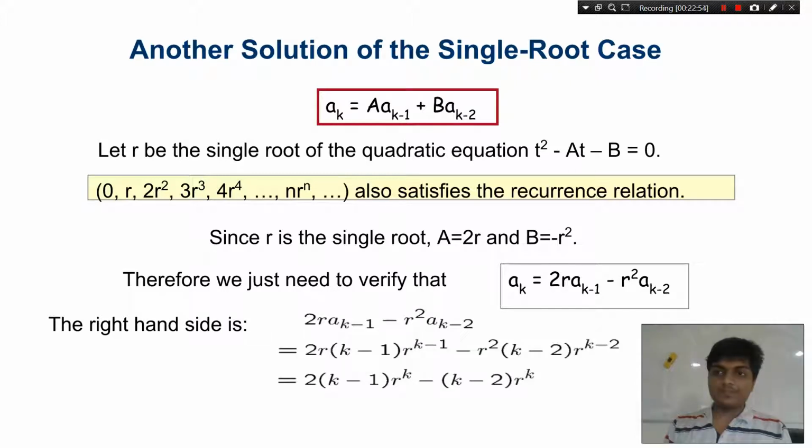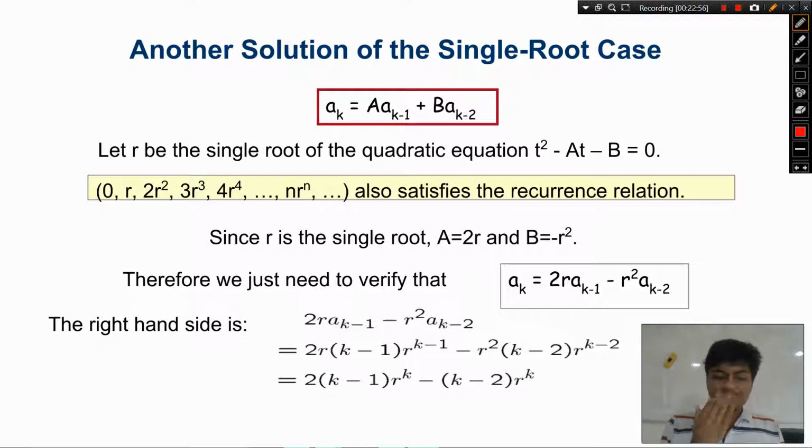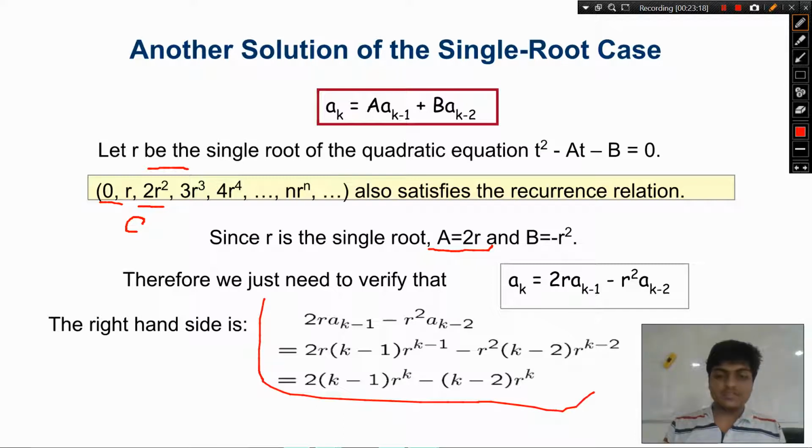In the case where r is the single root of the equation, you'll find that 0, r, 2r square also satisfies the recurrence relation. And here is a very basic proof of this. We assume that a is 2r and b is minus r square, and we show that this satisfies this, so this term leads to this solution, right?